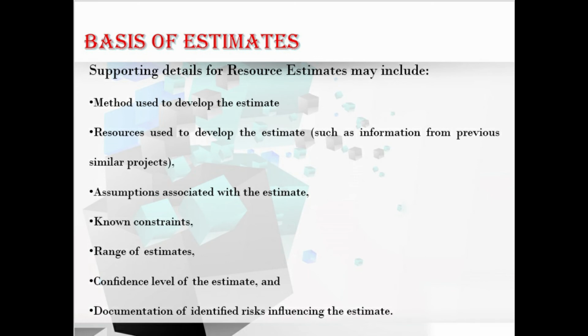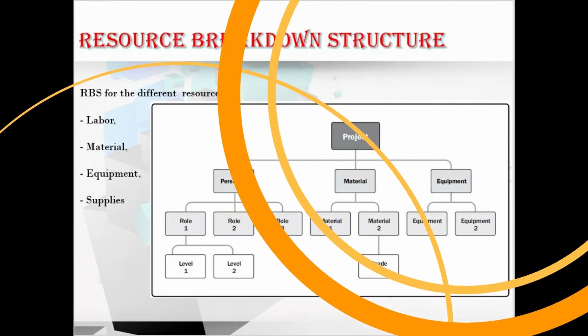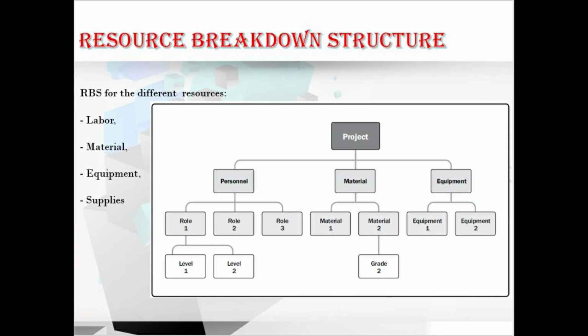Let's move to the next output. We have resource breakdown structure. What is RBS? The resource breakdown structure is a hierarchical representation of the resources by category and type. Just refer to the slide for example. Here the example of resource categories includes the labor, material, equipment and supplies. And the resource types may include the skill level, grade level, required certifications or other information as appropriate to the project. Okay, hope you understood about this RBS also.